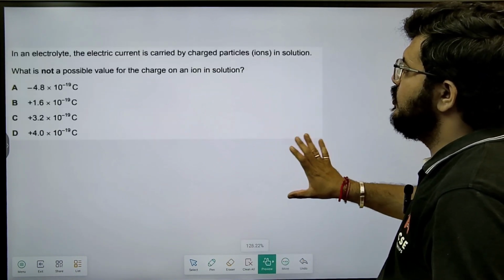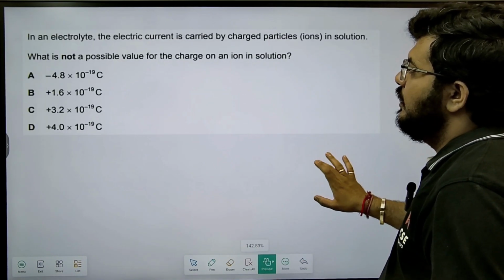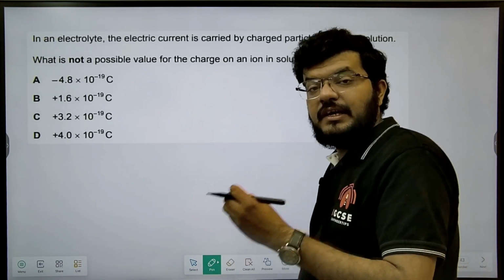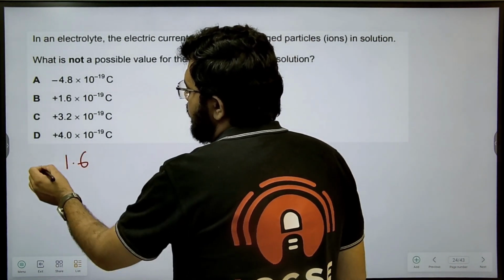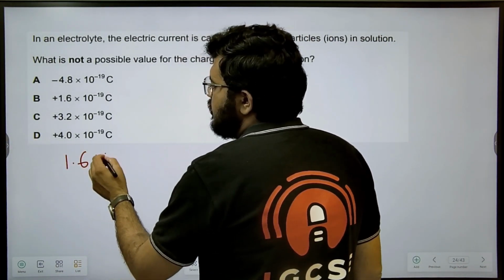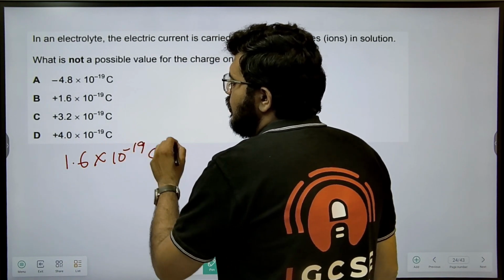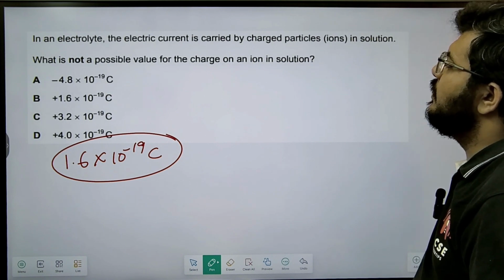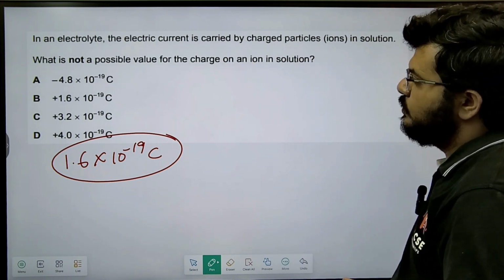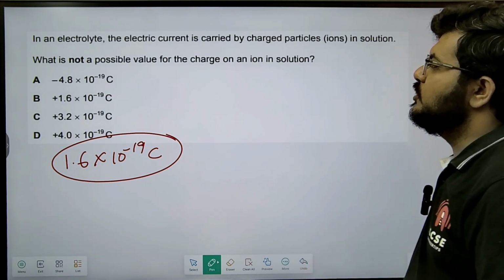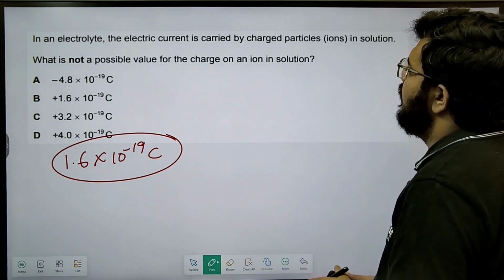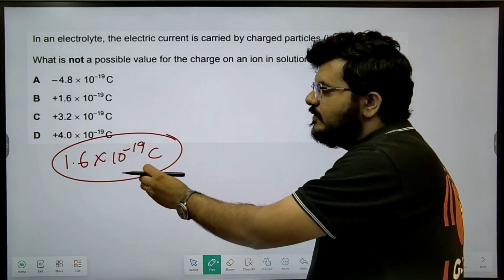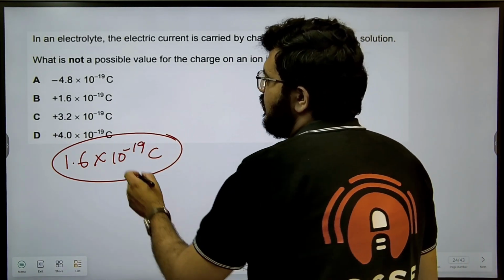Then this question is about quantization of charges. Any charge has to be a whole number multiple of your fundamental charge, which is the electron, minus 1.6, just 1.6 into 10 to the power minus 19 coulomb. Okay, let's read the question now. In an electrolyte, the electric current is carried by charged particles in solution. What is not a possible value for the charge on an ion in solution? Whichever is not divisible by 1.6 is your answer.